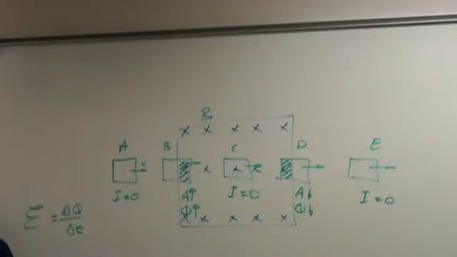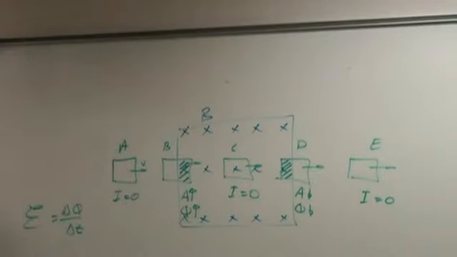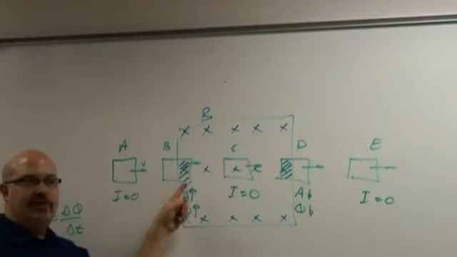Okay, so we're decreasing area. So D would be going clockwise and B would be counterclockwise. Yeah, and counterclockwise for B. Yeah. Counterclockwise and then clockwise. Yes. Flux is increasing.